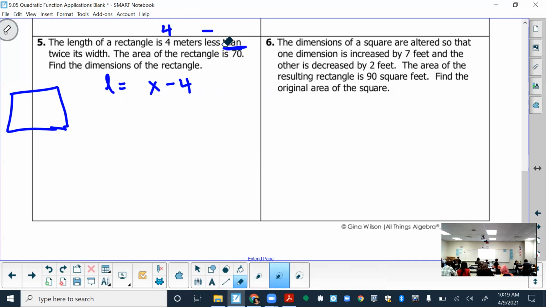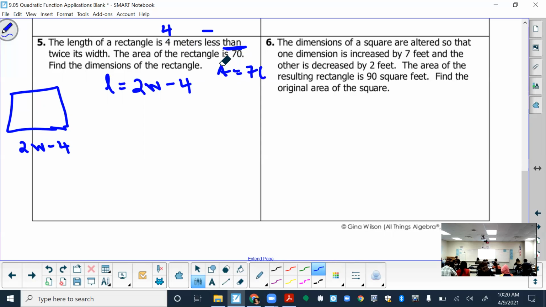And it's less than twice its width. So twice its width, what operation would that be? 2x or 2w. We could do 2w because we're talking about the width. Does that make sense how we came up with that? Yeah. 4 meters less than twice its width. So I'm going to put that right here. And the area of the rectangle is 70.